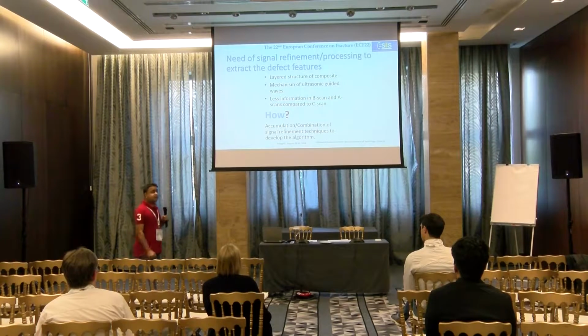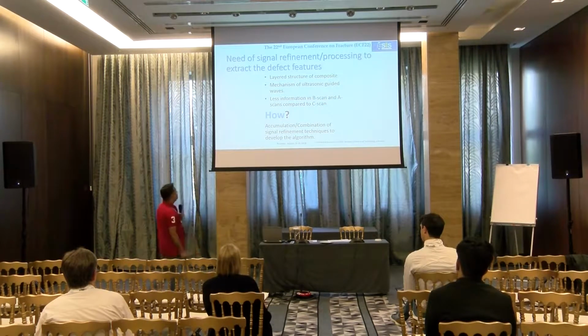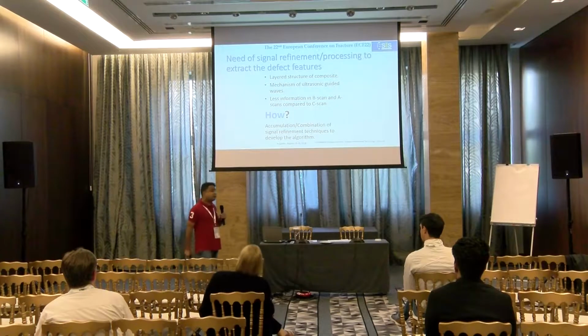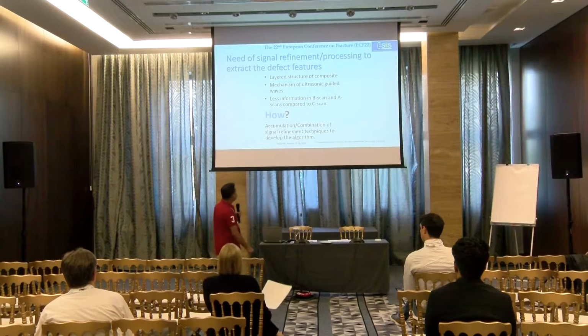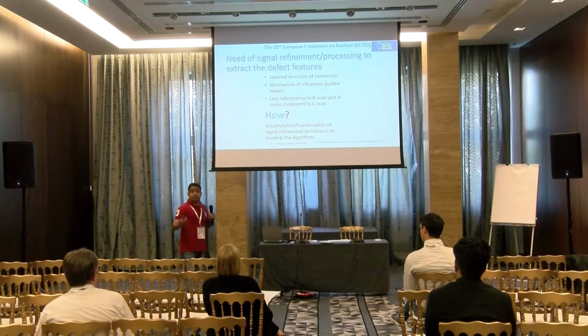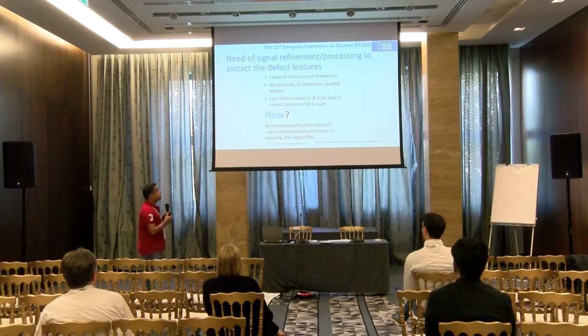So why do we need signal refinement or processing techniques to extract the defect parameters or defect features? First, due to the multi-layered structure of composite materials, such as in the wind turbine blade or aircraft wings, and the mechanism of the ultrasound guided waves that I mentioned earlier in the slide: reflection, refraction, mode conversion, scattering of the waves, and the less information in B scan and A scans compared to C scan.